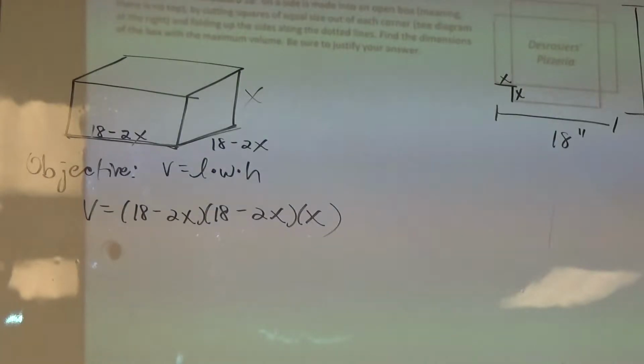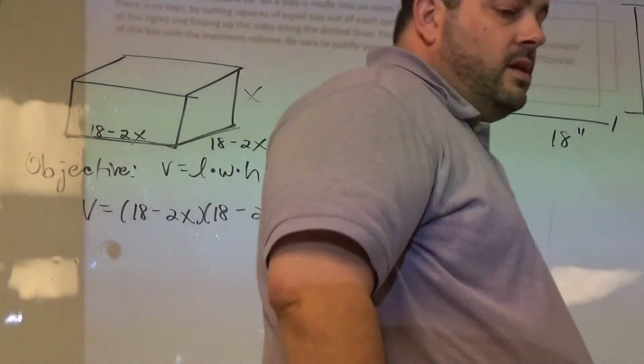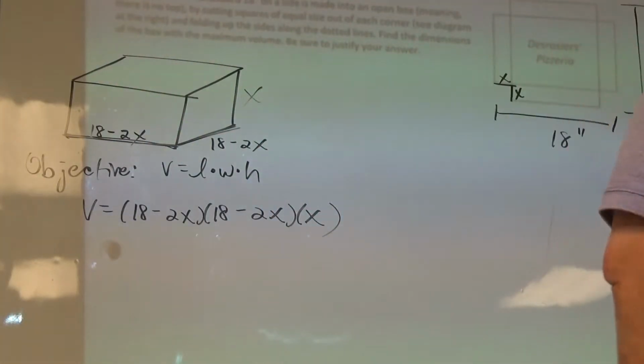That's the objective. That's the volume. That's right. Yeah, right, that's right. What's the constraint? What's the constraint? Good question. So it's not 18 times equals L times W.